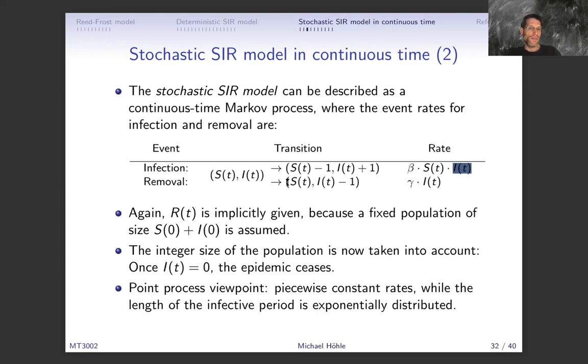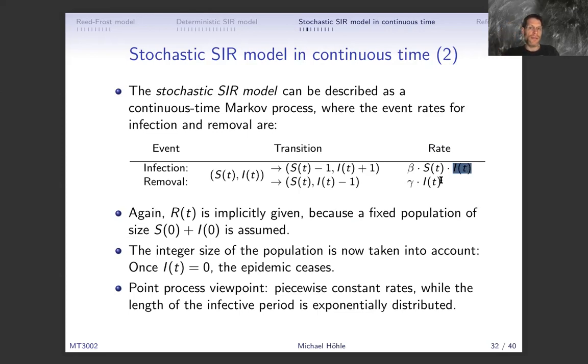And the other transition we have is that we have a removal of one infective, which moves to the recovered class. So S of t remains the same and I of t goes one down. The rate at which this will happen is gamma times I of t. Again, R of t is implicitly given because we assume a fixed population. And now we are taking the integer structure of the population into account. Once I of t is 0, this epidemic is over. So you can also have extinction in this model.